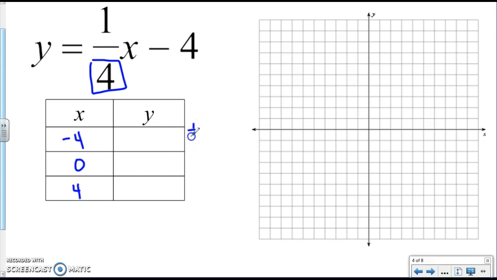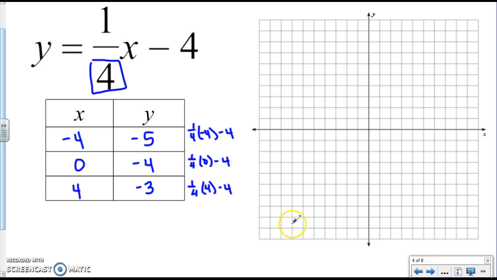Okay, so I'm going to plug in negative 4, 0, and positive 4. So if I plug in negative 4, I have 1/4, parentheses negative 4, minus 4. Remember, this fraction is just entered as a division problem. So 1 divided by 4, and then parentheses negative 4, minus 4 gives you negative 5 for an answer. I'm going to do the same thing with 0. 1 divided by 4 times 0 minus 4. I'm going to type that in my calculator and get negative 4 for an answer. Okay, last one, plug in positive 4. So 1 divided by 4 times positive 4 minus 4 actually gives me negative 3.